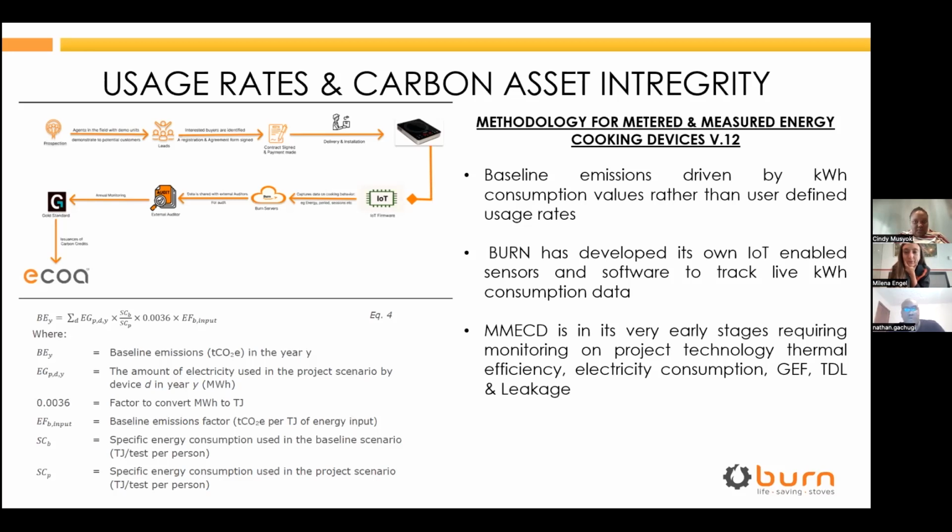Up above, I have a quick snapshot of how we have designed our IoT infrastructure at Burn. All of our induction cookers will be able to relay real-time kilowatt-hour consumption, which then, of course, negates the value of having any field assessments for that parameter associated with usage.